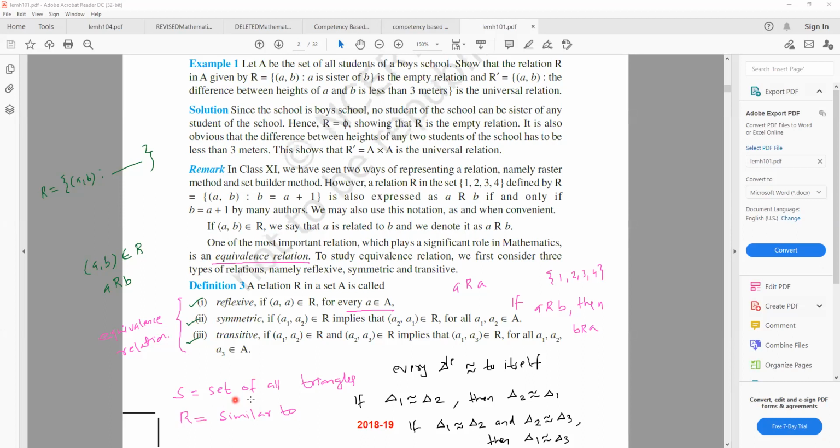So here I gave you a set, the set of all triangles, and a relation on it, similar to. We have seen that in this particular set the relation is reflexive, symmetric, and transitive. If a relation has all these three properties, reflexive, symmetric, and transitive, then we can say that this relation is an equivalence relation. Got it?